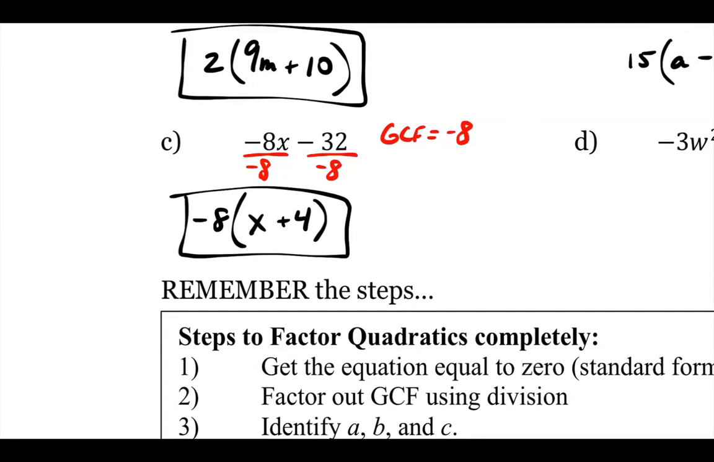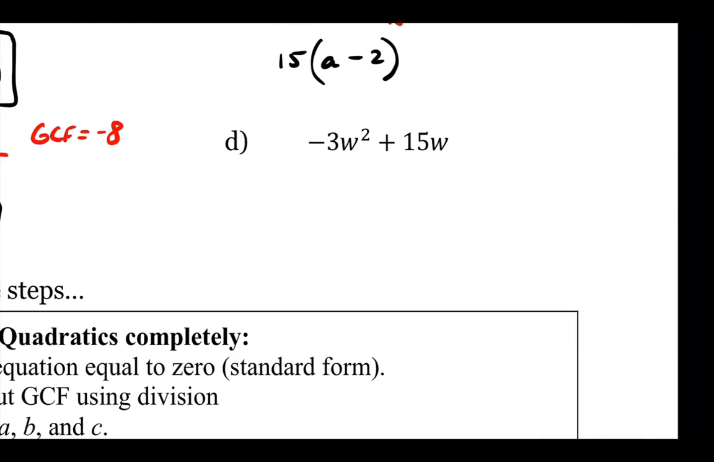Okay, last one. -3. But this one's a little different, right? What else do they share in common? A W. W is a number. A letter is a number. We don't know what number it is, but they both have it. So we can also divide by that number too. So we're going to put a W here and a W here.